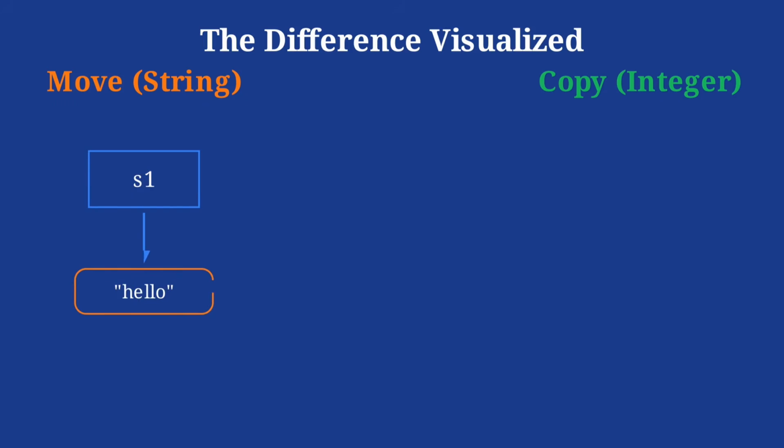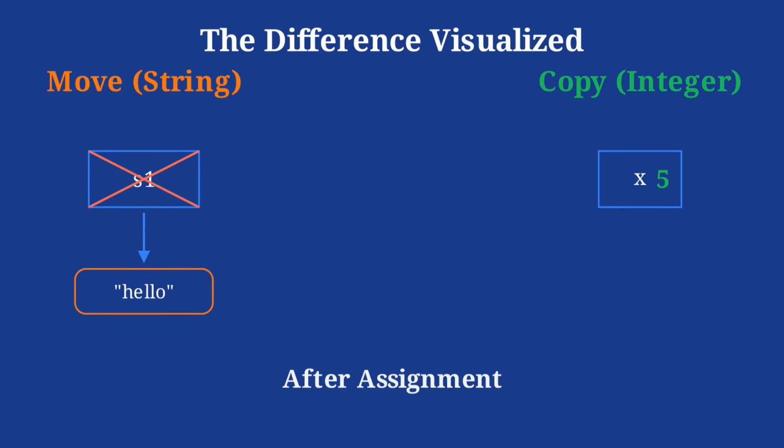Let's visualize what's actually happening in memory to understand why these two scenarios are different. On the left, we have our string. The variable s1 sits on the stack, but it points to heap-allocated data containing the actual string. When we try to assign s1 to s2, ownership of that heap data moves. The old variable becomes invalid, and only the new variable can access the data.